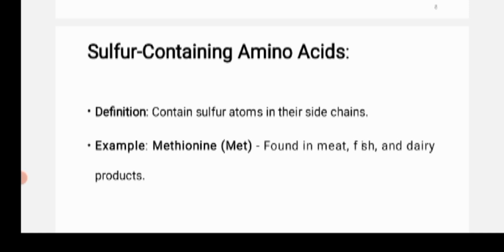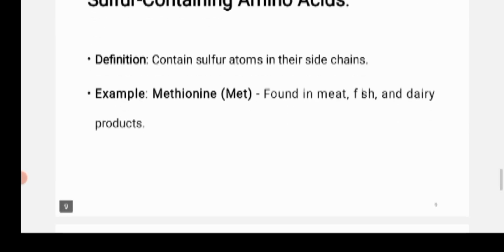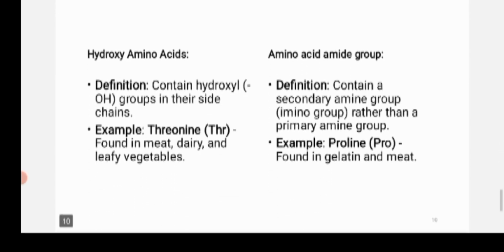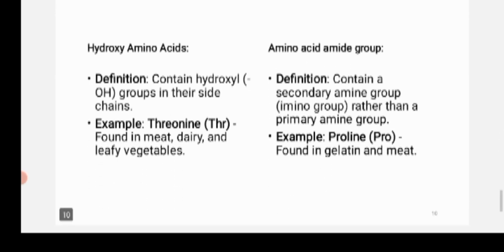Very good. Yes, the best example of a sulfur containing amino acid is methionine, which is found in meat. Now, hydroxy amino acids. What is a hydroxy amino acid? It contains a hydroxyl group. Imagine the water molecular formula, H2O. Water dissociates into its ionic form, that is converted to H plus and OH minus.